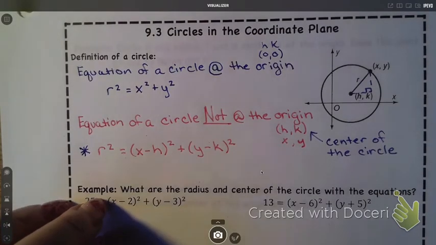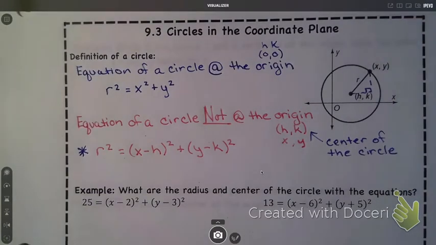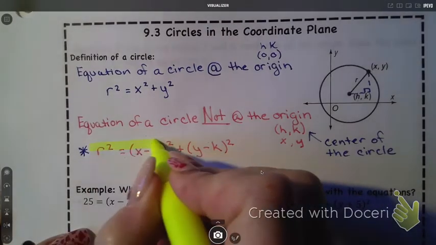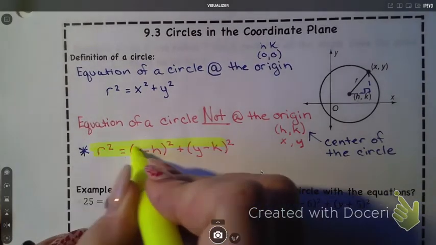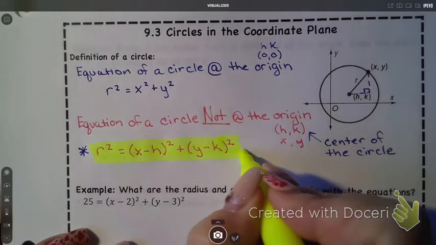That one. Does that work even if it's at the origin? Yes. So you might want to do what with that equation? Highlight it. Put some big neon letters on it.